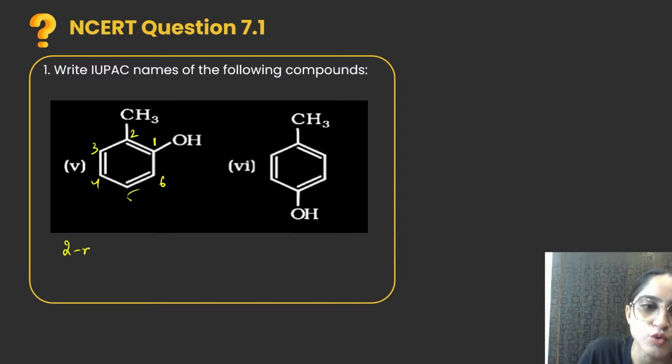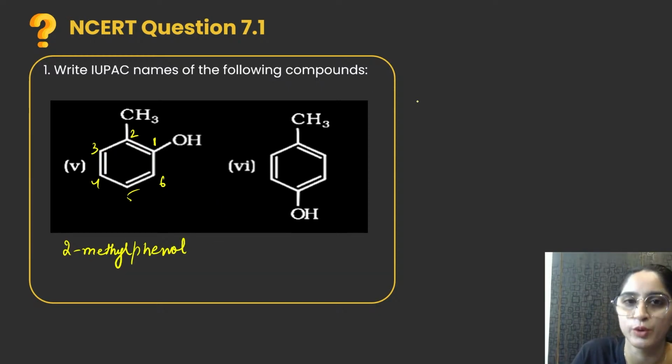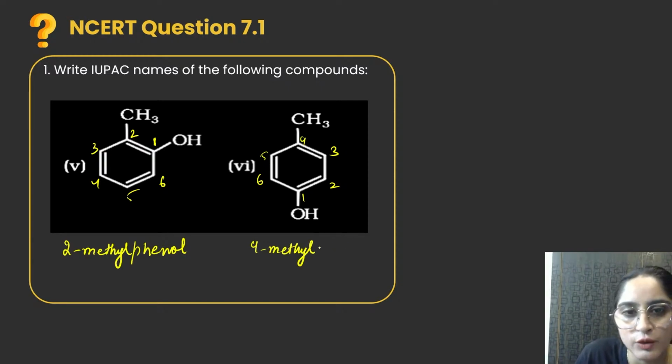So it will be 2-methyl, then it is phenol, okay? This benzene group is also called phenyl group, okay? So on the phenyl group, you have one OH group, that is phenol. That is why it is called phenol, right? So now beta, here it is starting from the alcohol group only, 1, 2, 3, 4, 5, 6. So that means it is 4-methyl, then you have phenol, okay? 4-methyl phenol, okay?